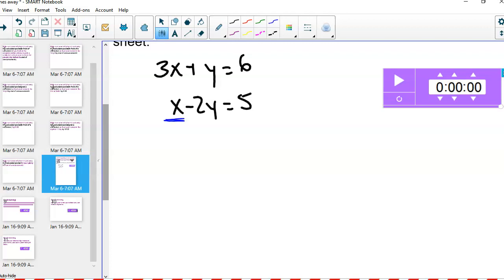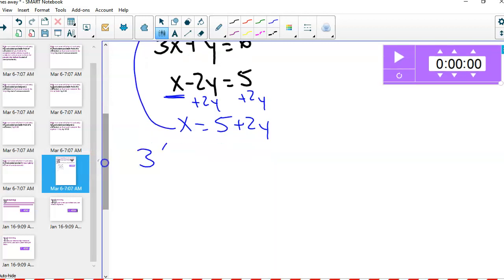How would we solve for this x? Add 2y. So 5 plus 2y equals x. What would we do with this? Put it into the other equation, yes. So 3 times 5 plus 2y, plus y equals 6.